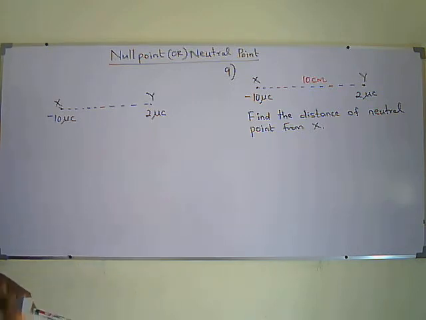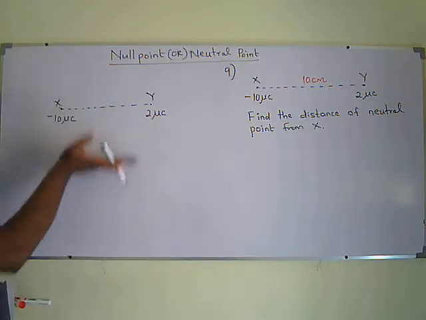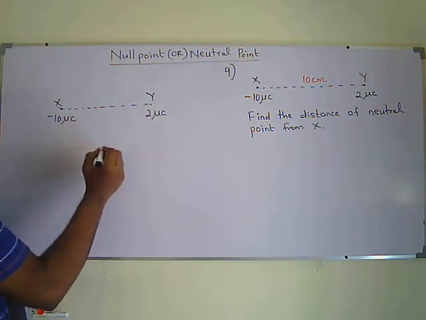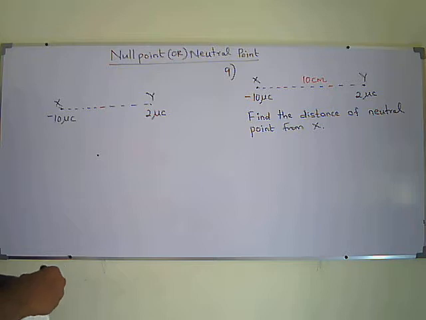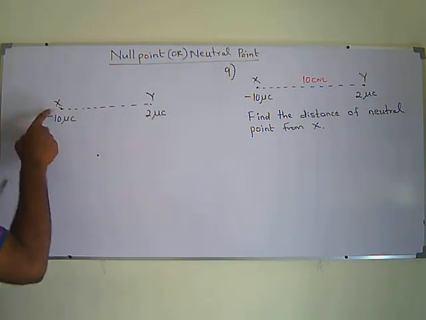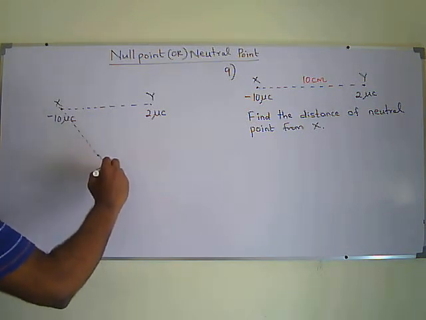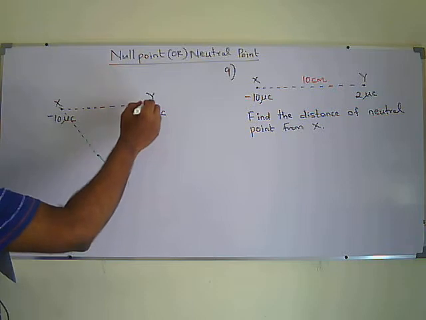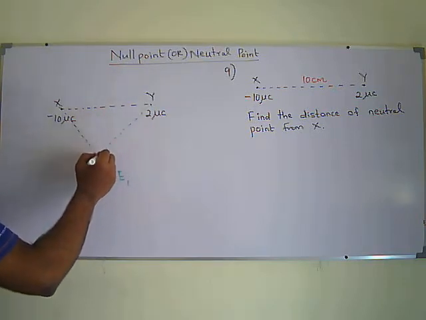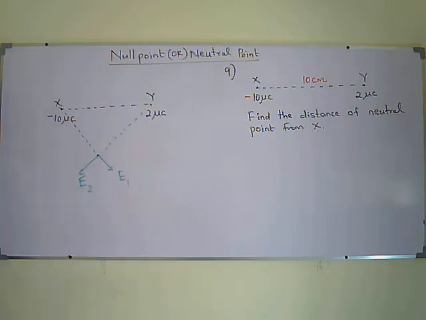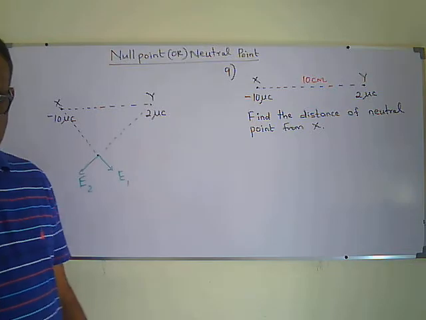Same way, if I take an arbitrary point outside line xy, somewhere here, the same thing I explained when I started this lesson applies. The E1 due to x will be along this line, E1 will be this way, E2 will be this way. So obviously, certainly, they will not cancel each other, because you know the condition for two vectors to cancel each other.